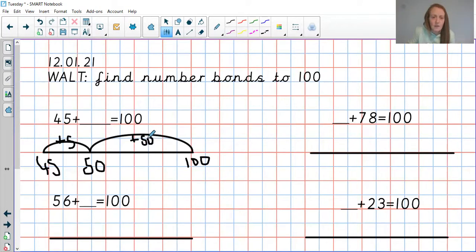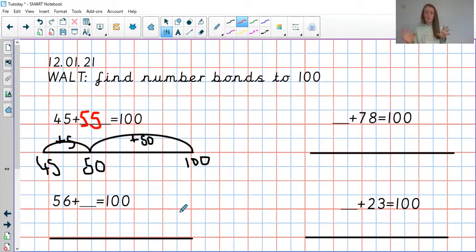Add 50. Okay, so I've now jumped from 45 all the way to 100, and I've done an addition method, a written method, to figure out my jump. So 45 to 50 is add 5. Then 50 to 100 is 50. And now I can see that my answer in this box, I'm going to change the colour, is 55, because 50 and 5 makes 55.